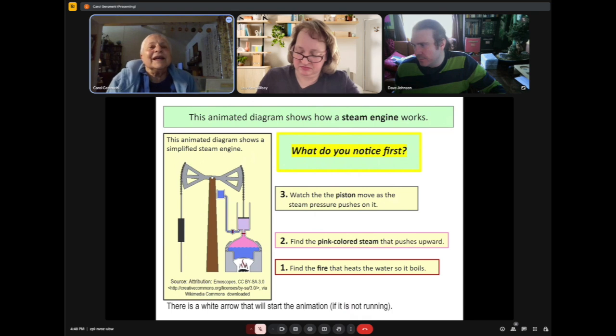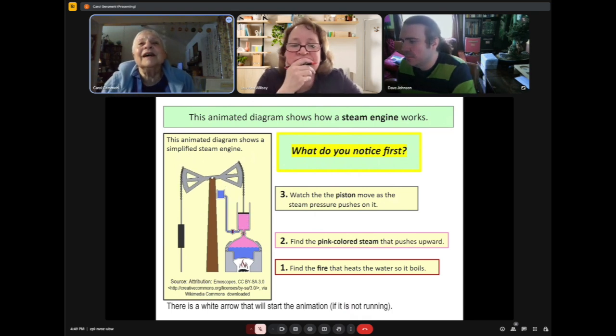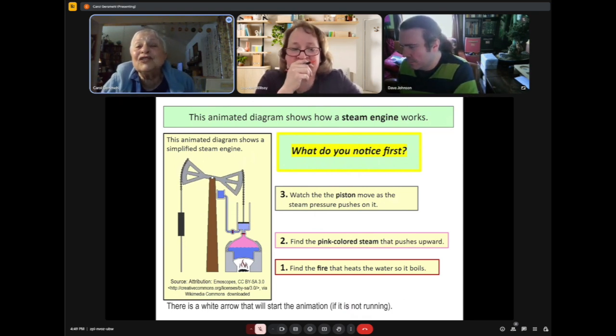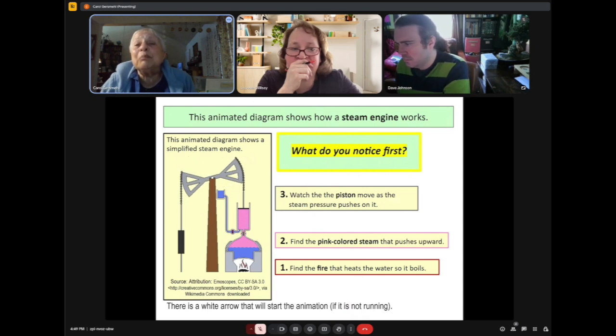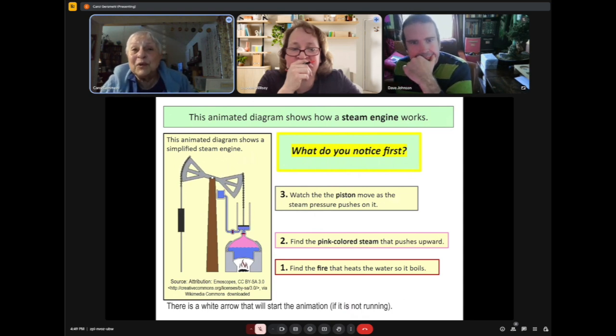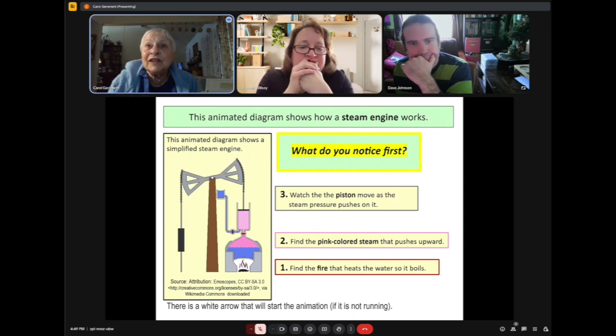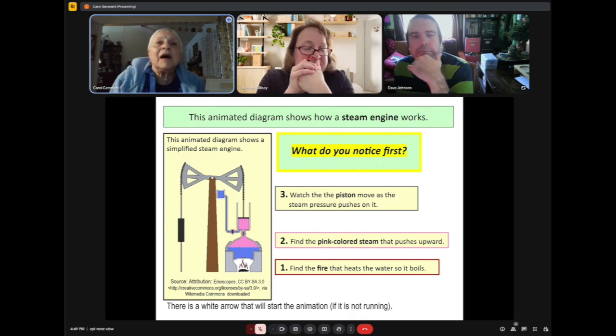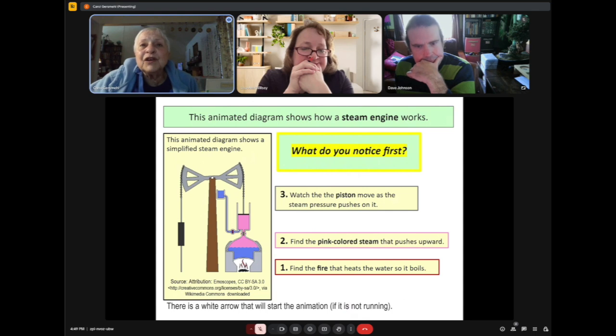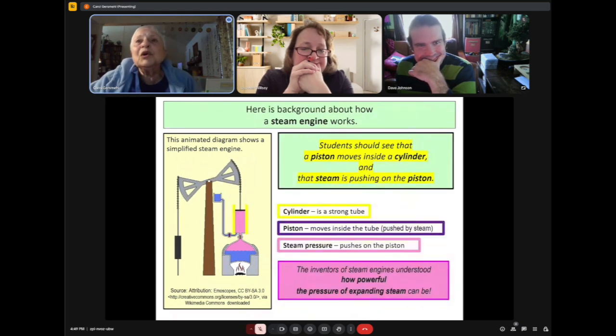Here's basically a diagram of how a steam engine works. Notice the pink. The pink is really important. The pink in that picture is the steam, and it's pushing on a thing called a piston. The piston gets pushed up, and then the piston makes something move. Can you see the fire toward the bottom? That fire is coal heating water to make steam. One more picture of that.